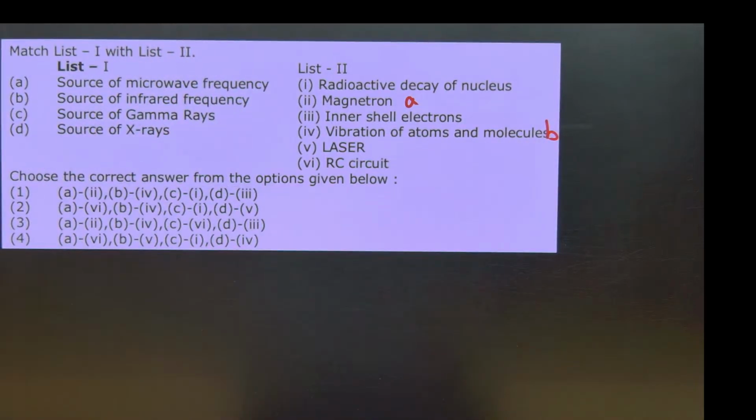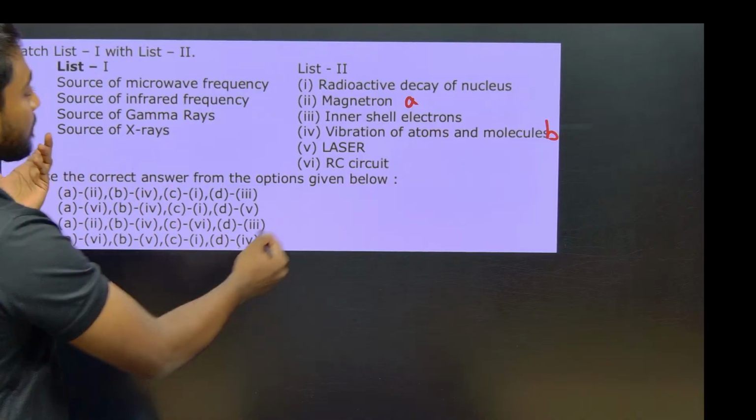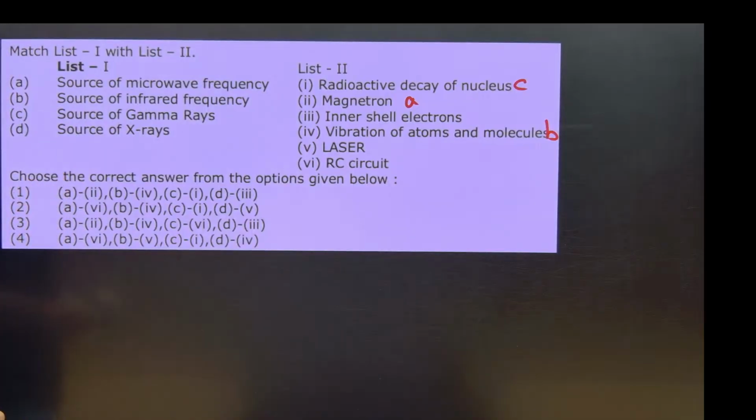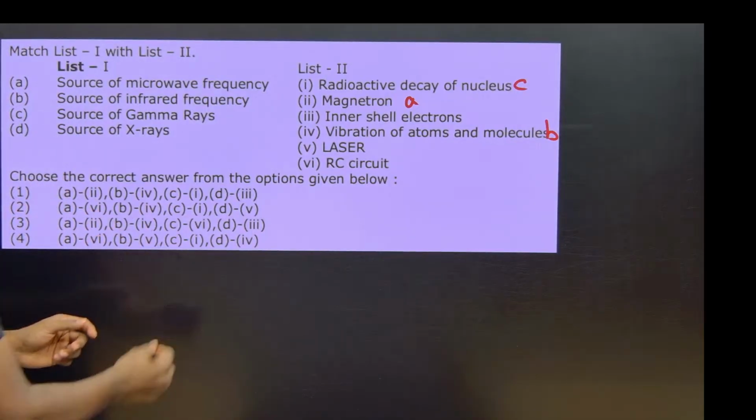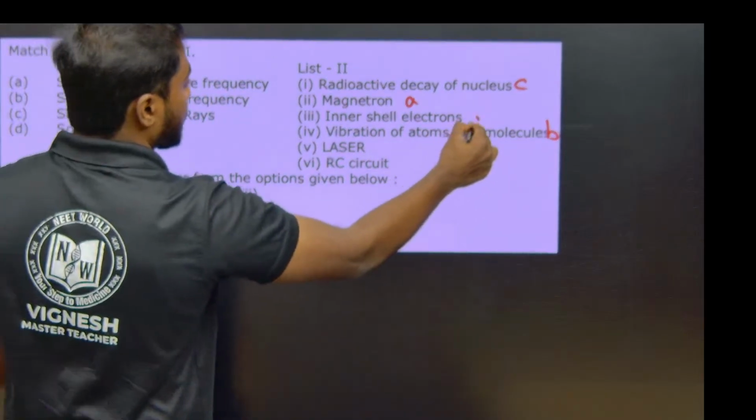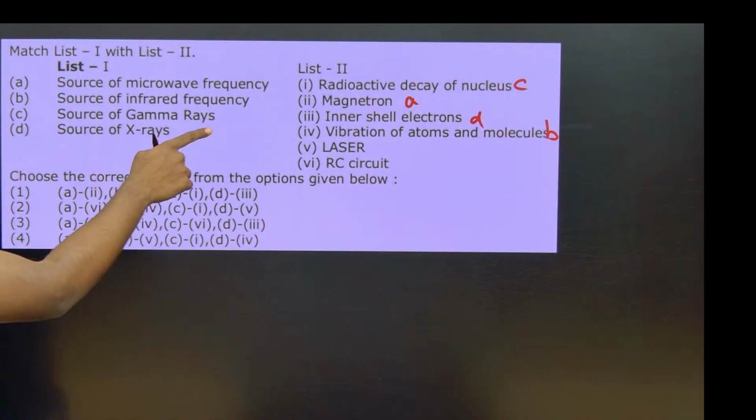What about C, gamma rays? Radioactive decay of nucleus, obviously. So this is my C. Source of X-rays: inertial electron, laser, RC circuit. Out of these three, inertial electron is the source of X-rays. So this is D. For A, it should be 2.